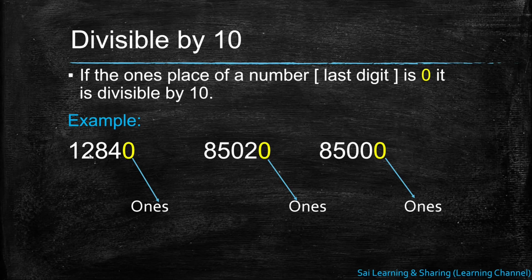Here are a few examples. 12,840. As you see here, in the ones place it is written 0. So 12,840 is divisible by 10. The next one, 85,020. In the ones place, it is written 0. So 85,020 is divisible by 10. Then the third one, 85,000. In the ones place, it is written 0. So 85,000 is divisible by 10.